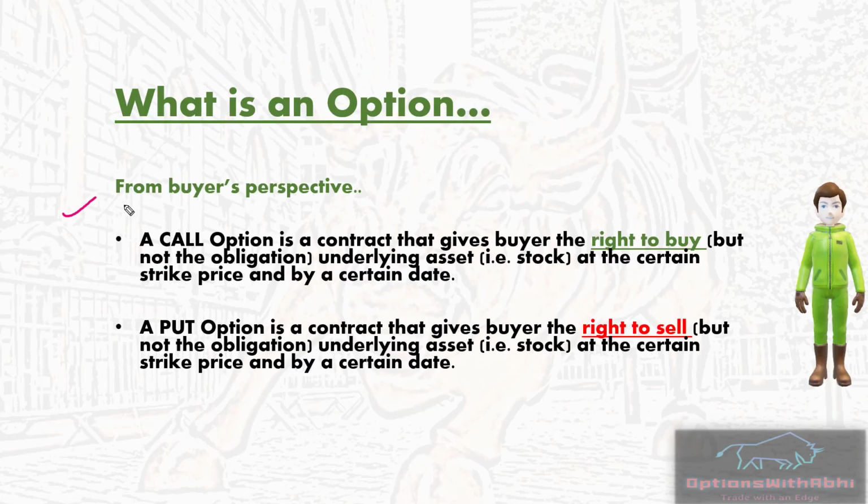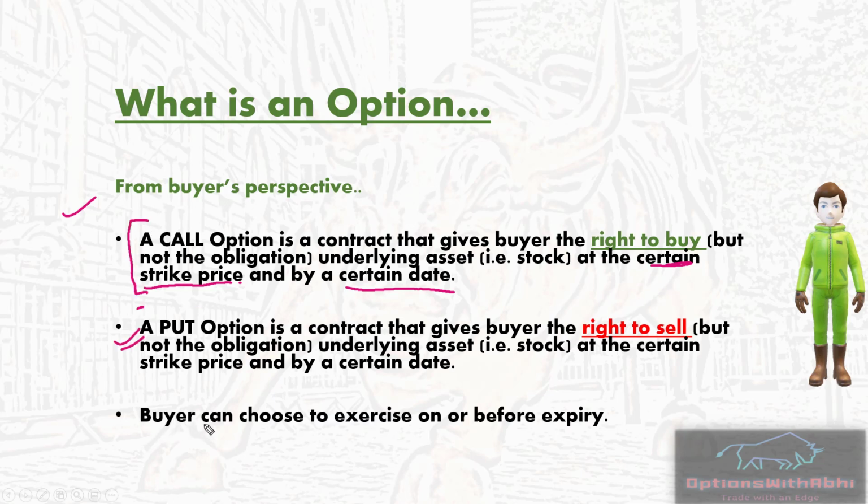So from the buyer's perspective, a call option is a contract that gives the buyer a right but not an obligation to buy an underlying asset at a certain strike price, which is 100k in our case, by a certain date, which is 3 months in our case. We'll look into the put option in more detail, but from an understanding perspective, a put option is just the opposite of the call option. A put option is the right to sell and a call option is the right to buy. But the example we took was the call option example.